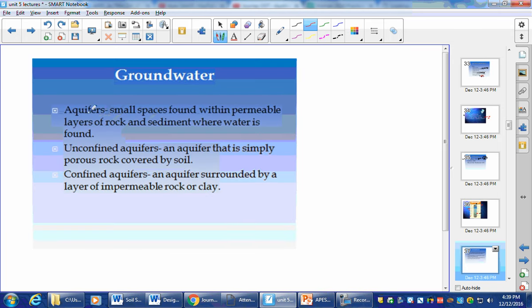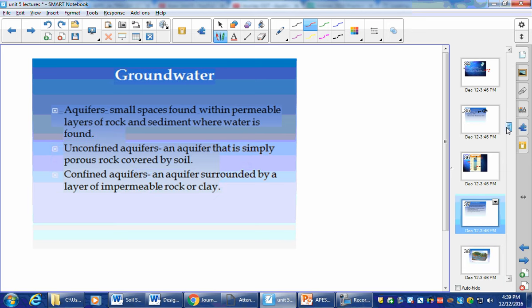Okay, groundwater. Aquifers are small spaces within layers of rock and sediment where water is found. Make sure you know these definitions. Unconfined, we talked about this. And confined, like impermeable rock or clay. And when we did our porosity lab on soil texture, you could see that there was a big difference in the rate of flow.